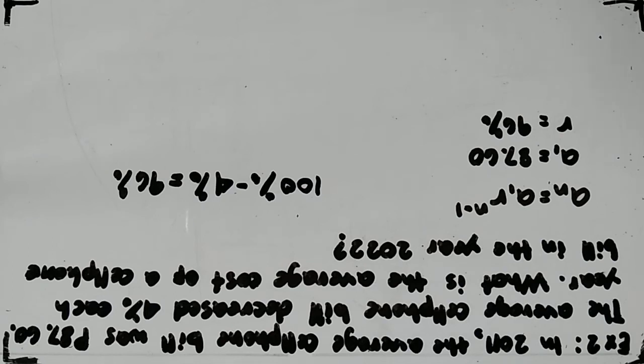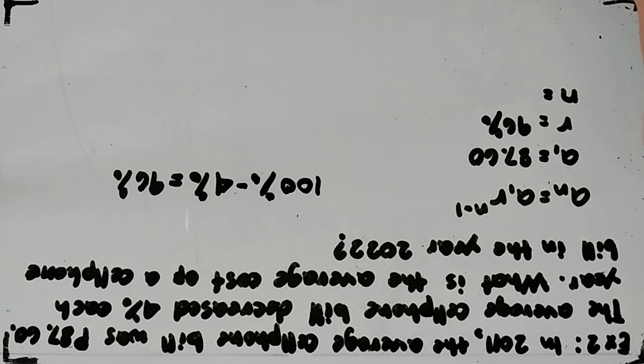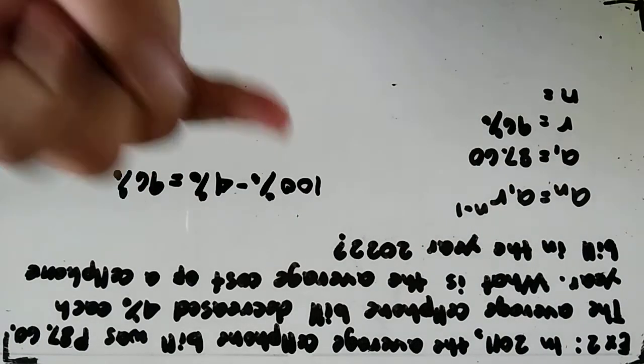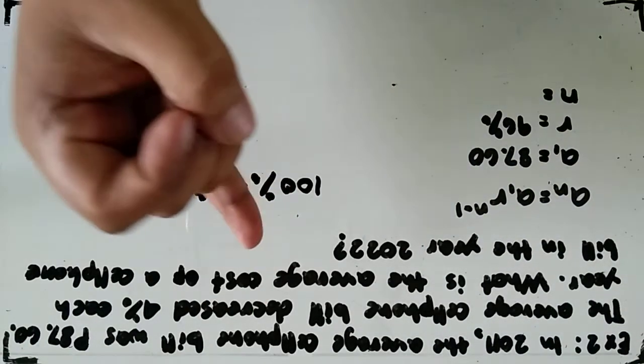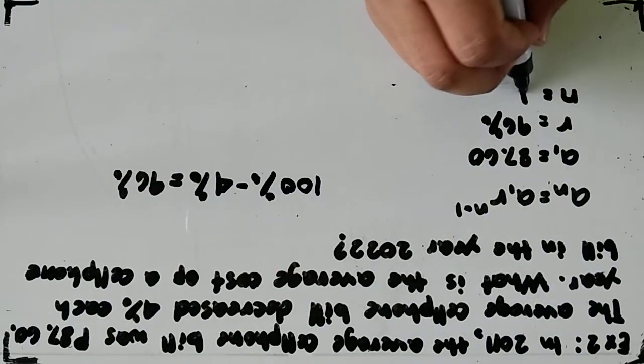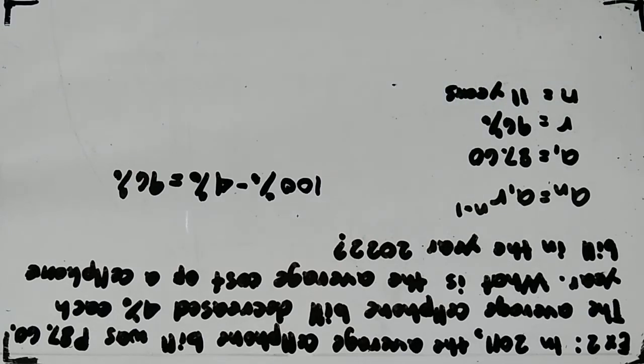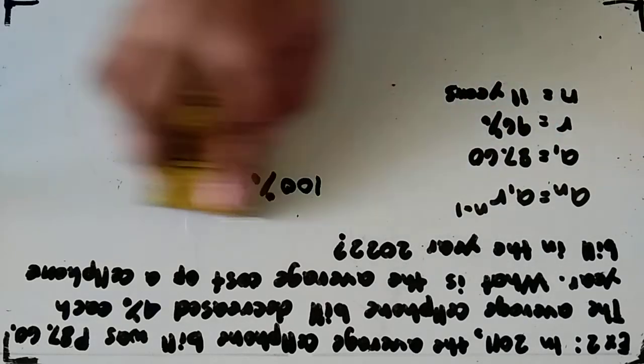Ngayon, tingnan naman natin yung ating N. Yung N, ito yung number of years na agwat from 2011 to 2022. So, kung bibilangan natin 2011 siya binili, 11, 12, 13, 14, 15, 16, 17, 18, 19, 20, 21, 22. So, meron tayong 11 years. So, 11 years from 2011. So, ang mga numbers na to, yung isa-substitute natin sa ating formula.